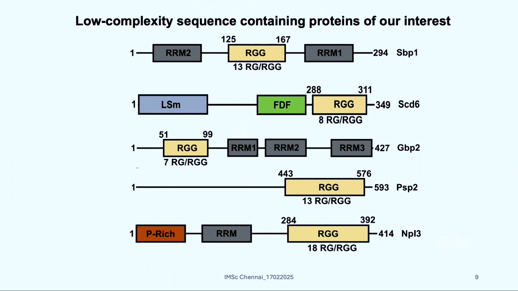Okay, coming back to my research, I said we focus on low complexity sequences, and here are examples of some proteins that have these low complexity sequences, right? So you see that RGG is common to all these proteins. Along with that, they also have RNA binding domains like RRM, LSM, and so on and so forth. So these are different sequences of proteins. All of them have low complexity regions.